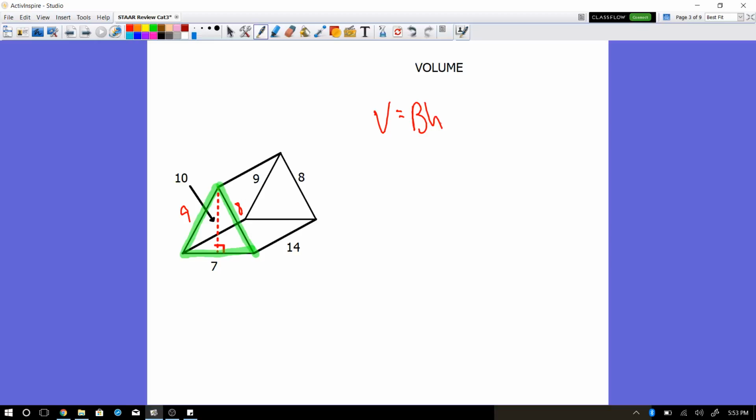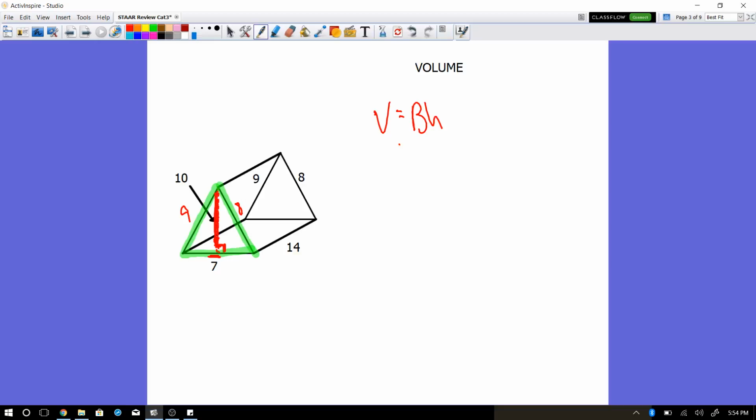We covered that whenever you find a half of something, you're just dividing it by 2. So make sure that you're being meticulous about, okay, where's the right angle? Where's that dotted line showing the height? Because wherever you see the height is where you're going to find the base. So the base is 7 and the height is 10.